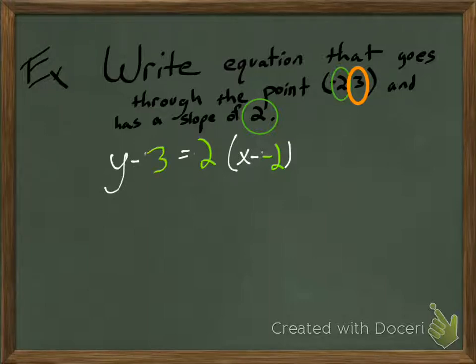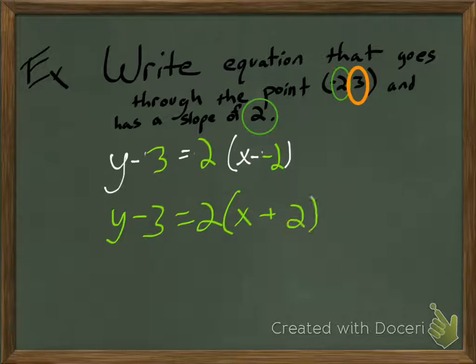Alright, now I'm going to simplify this real fast. Y minus 3 equals 2 times x, and this is going to become plus 2. Alright, now this is point slope form. This is the equation in point slope form. We're done. Sometimes they'll ask you to write it in slope-intercept form once you get it to this point.